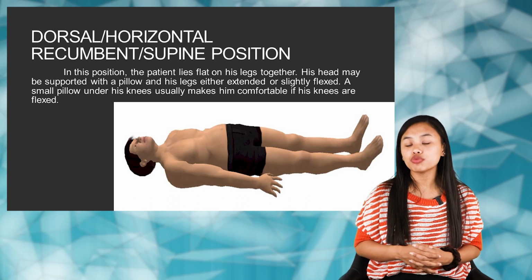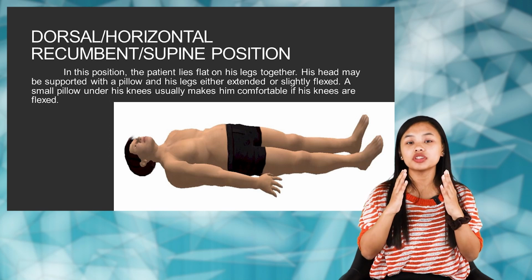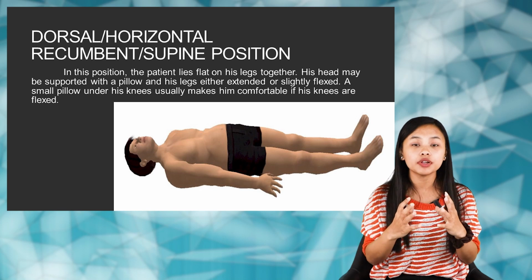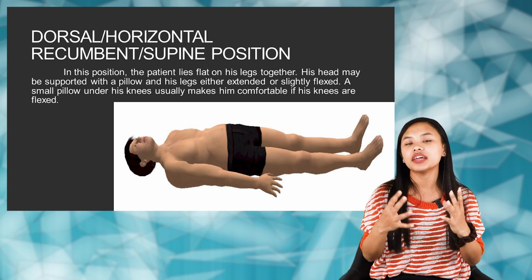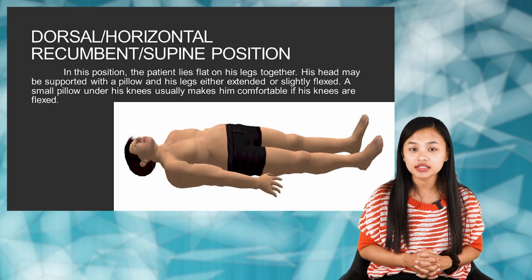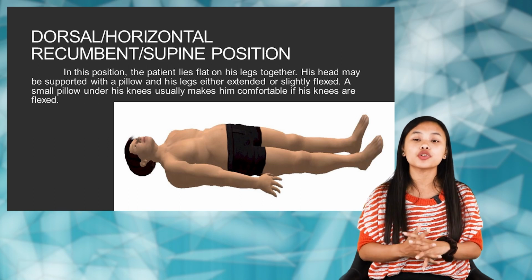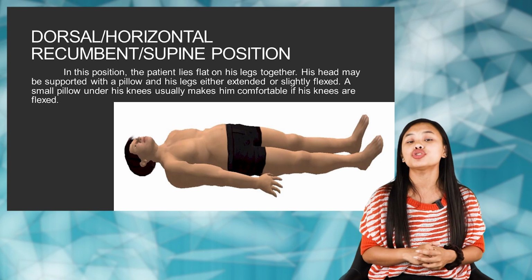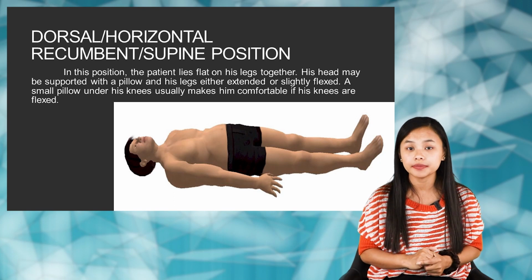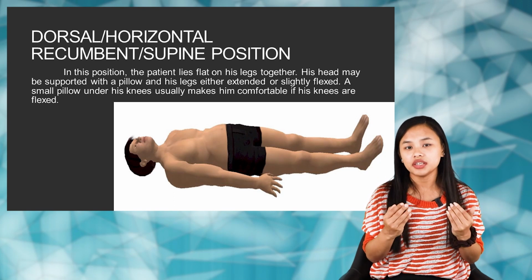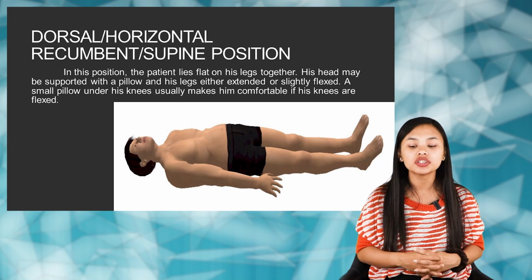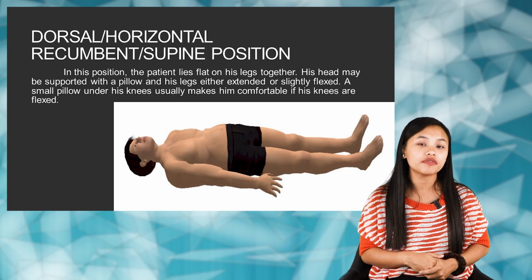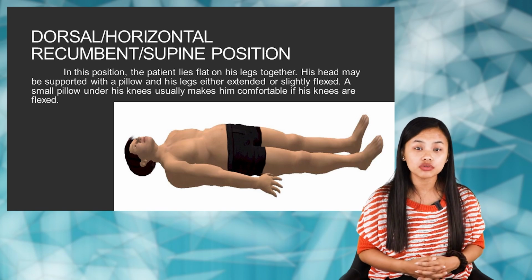In this, the patient will be advised to lie flat on the bed with his legs together. His head may be supported by the pillow, and his legs can either be extended or flexed. And if his knees are flexed, then we can also provide a small pillow under the knee in order to enhance the comfort of the client. Rings under the elbow and the heels, as well as the air cushion under the buttocks, can be provided in order to prevent them from developing bed sores.